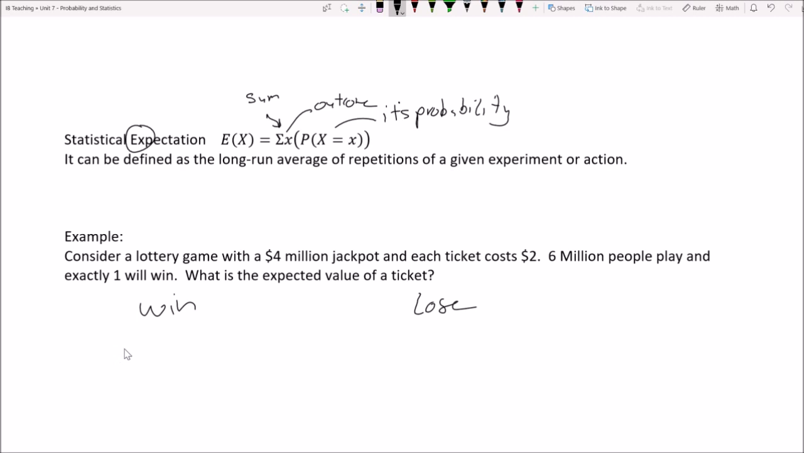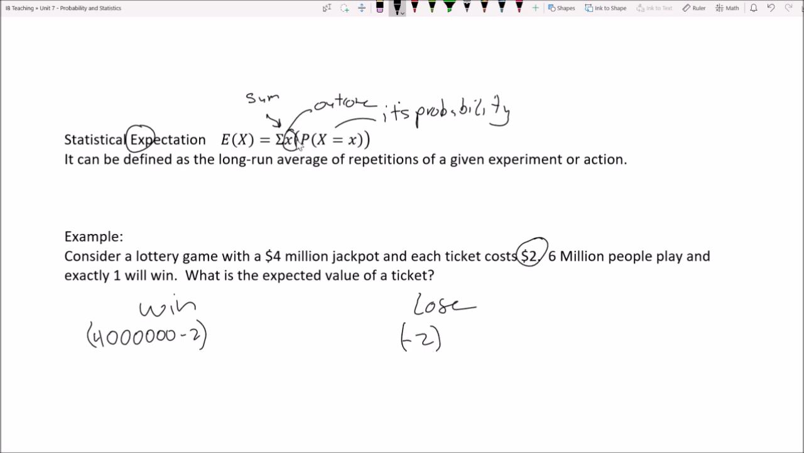Let's talk first about what happens if you win. If you win, the jackpot is $4 million. You don't actually get $4 million. Well, you get $4 million, but we have to also take into account the fact that you spent $2. So this is actually 4 million minus 2 is the outcome. What's the outcome if you lose? The outcome if you lose, and we're talking about this right here, the outcome is that you lose $2.